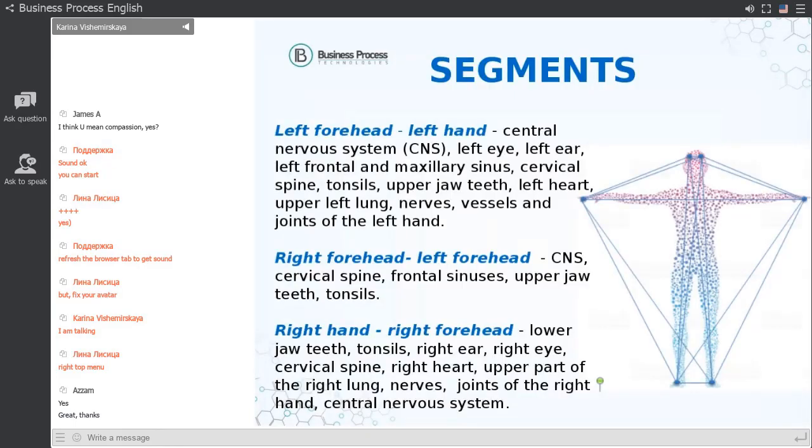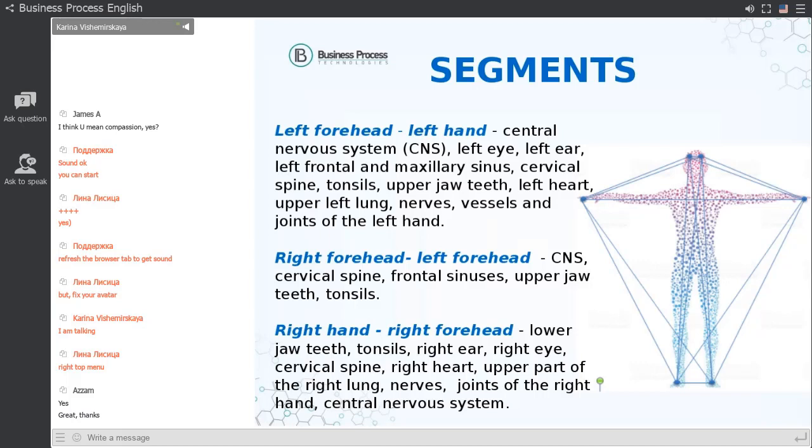Let's talk, for example, about a segment. The first one, left forehead, left hand. The information flows both ways. So we measure information from left forehead to left hand, and then from left hand to left forehead. And the same way with all the other segments. The information is measured as you can see on the pictures.